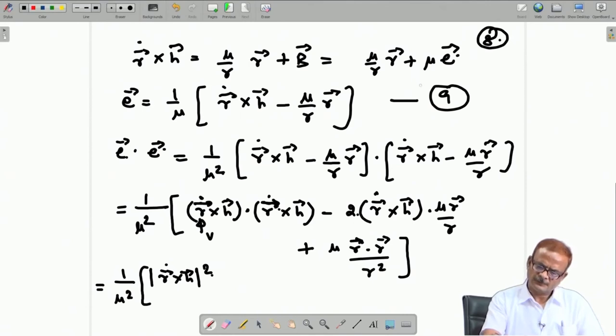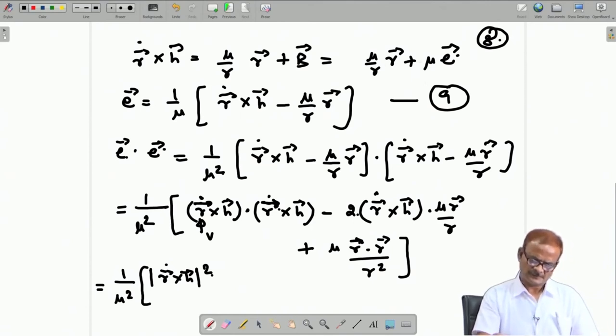R dot 1 by mu, let me verify it once from this place. R dot h, this is mu by r plus b mu times c, and so this is minus mu by r, 1 by mu, this is okay. So, dot product, this is mu square, this is fine.